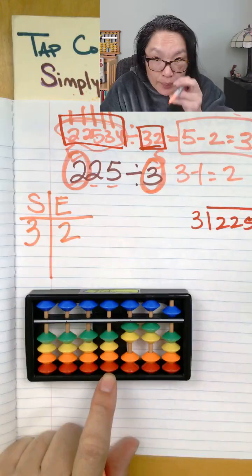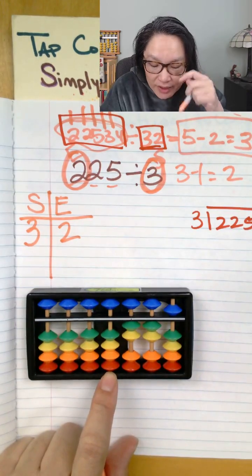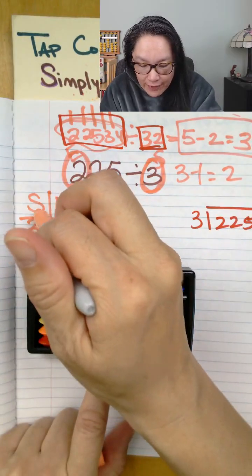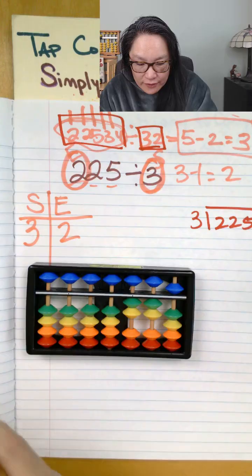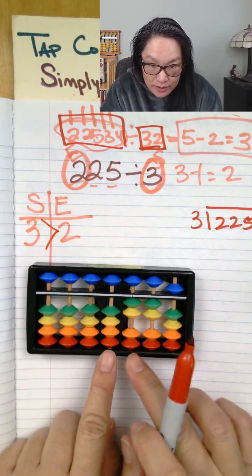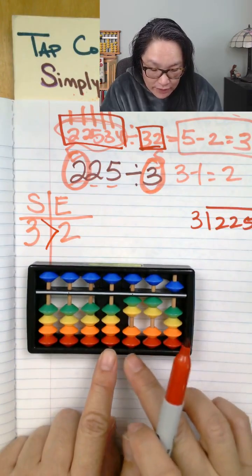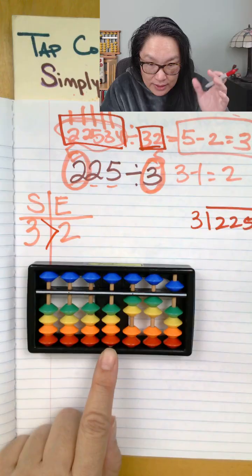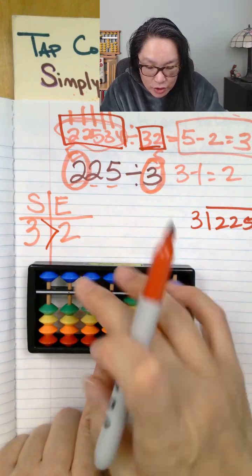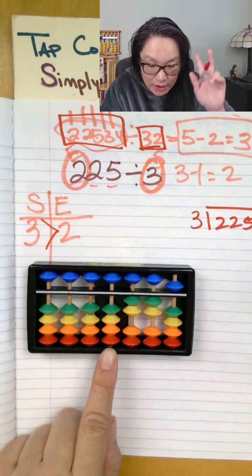Now, why do we need to compare? We need to compare because we need to know what we're going to be doing. Our divisor is bigger. If our divisor is bigger, we're going to take up 2 columns. That's one of the rules: if the divisor is bigger, we take 2.